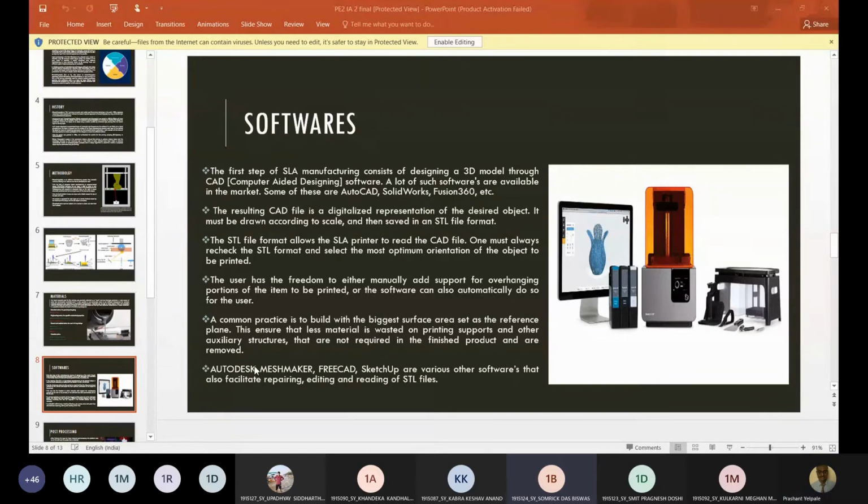Sometimes we can also manually repair or edit these STL files in case some problem occurs. Sir, one of the main things that we need to do in pre-processing is building support structures during the print. As it is a top-down or a bottom-up manufacturing technique, if sufficient support structures are not present, the material will break during its curing process or during the print.